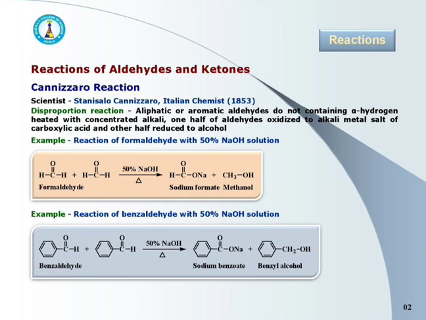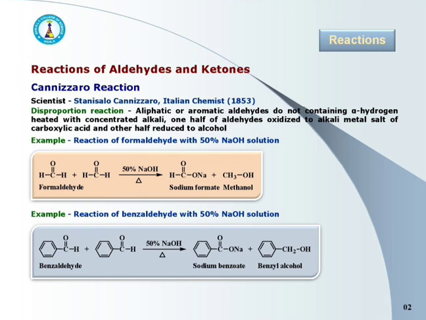This reaction was discovered by the Italian chemist Stanislao Cannizzaro in 1853, and hence it is known as the Cannizzaro reaction. Formaldehyde and benzaldehyde, which do not contain alpha hydrogen, give this reaction.